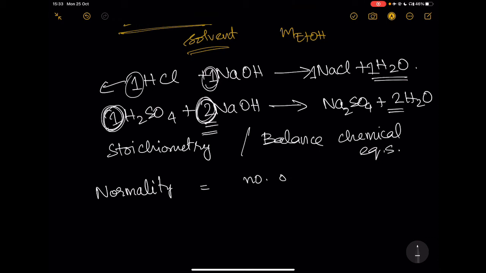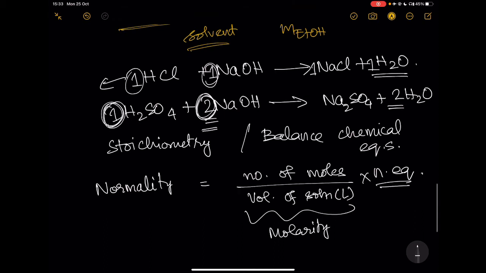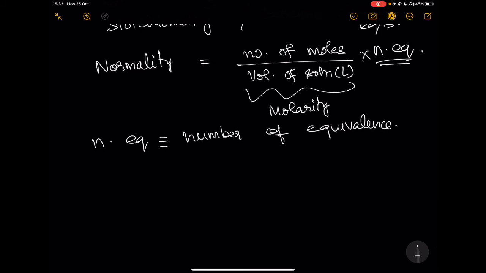I'll go with whatever we have started with: number of moles divided by volume of solution in liters, times number of equivalents. So basically you are able to see this is nothing but molarity. If you already know molarity, the only other thing that you would need to know is the number of equivalents. The number of equivalents depends upon the kind of reaction that you are looking at.